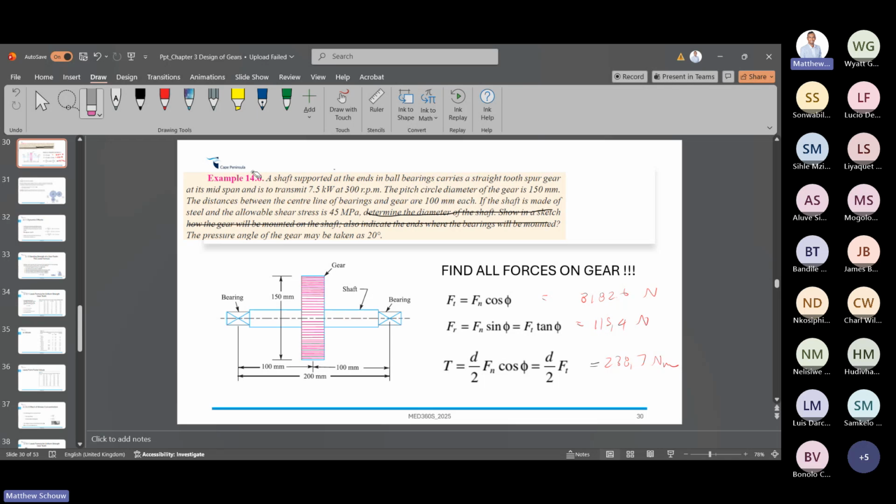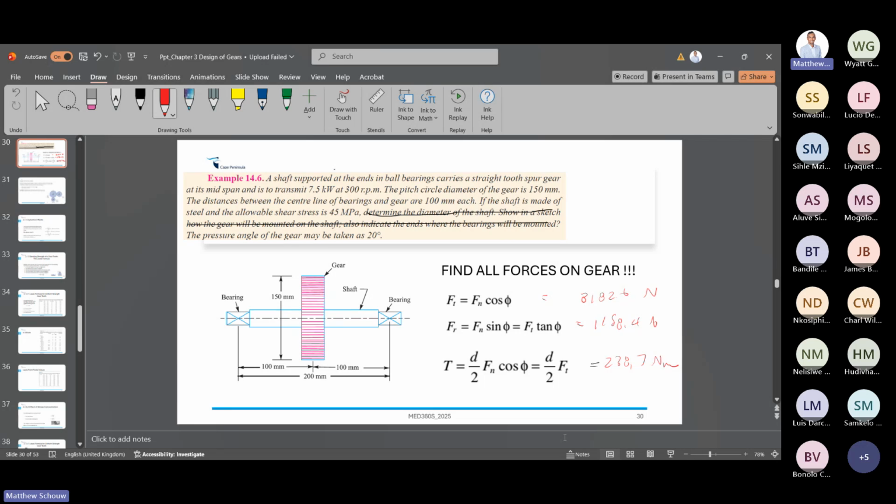Okay, cool. I hope everyone has gotten that. 1158.4. And like I said, you can easily just take that force and multiply it by the pitch circle divided by 2, and you should get exactly the same torque.